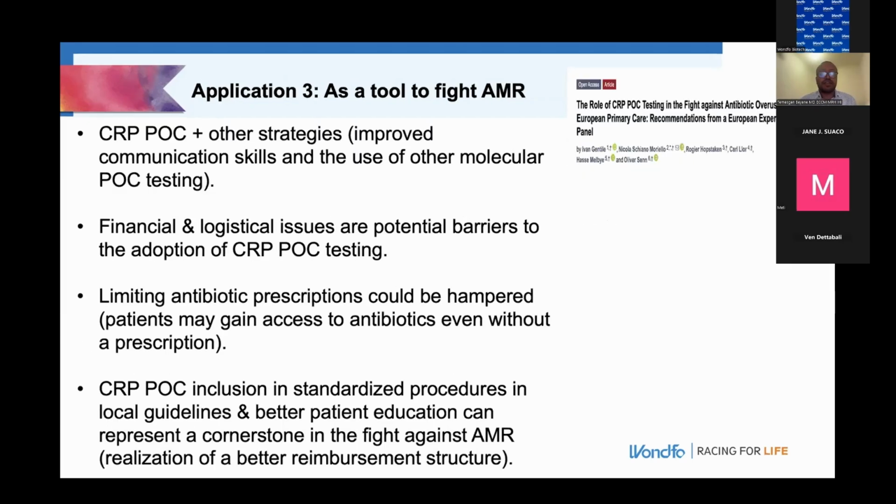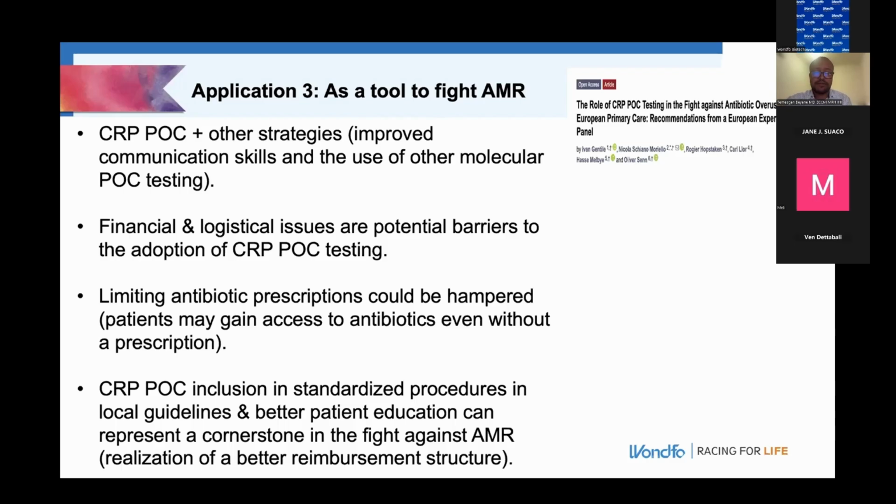And in fact, CRP use as point of care testing, together with other strategies like improving clinical communication skills and use of molecular forms of POC testing, will enhance the fight against antimicrobial resistance. So financial as well as logistical issues were potential barriers, but overcoming those and making the CRP point of care test a low-cost option will help to overcome that challenge.